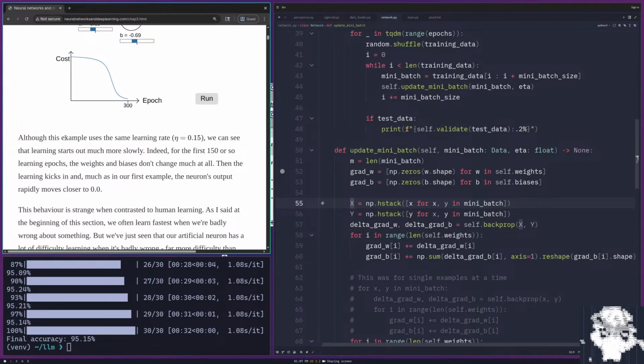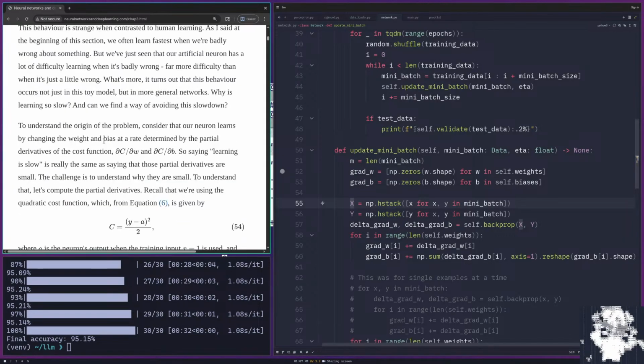Although this example uses the same learning rate, eta equals 0.15, we can see that learning starts out much more slowly. Indeed, for the first 150 or so learning epochs, the weights and biases don't change that much. Then the learning kicks in, and much as in our first example, the neuron's output rapidly moves closer to 0.